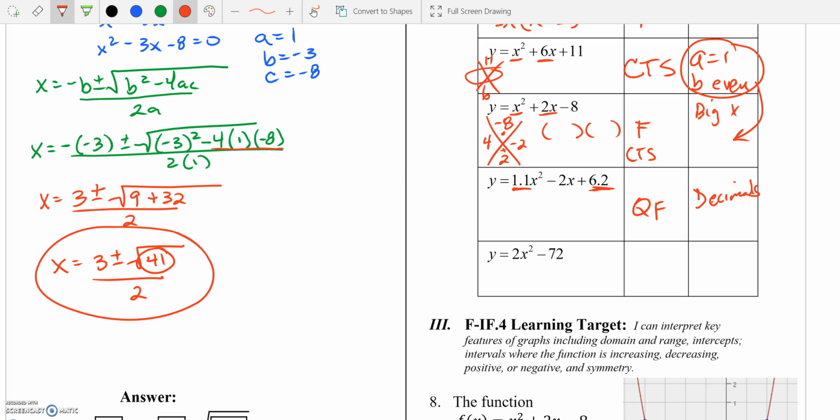And the last one, I don't have a B term. Okay, this just has an A term and a C term. There's no B term, so I'm going to use the square root method. And there's no B term. That's my reasoning for that one.